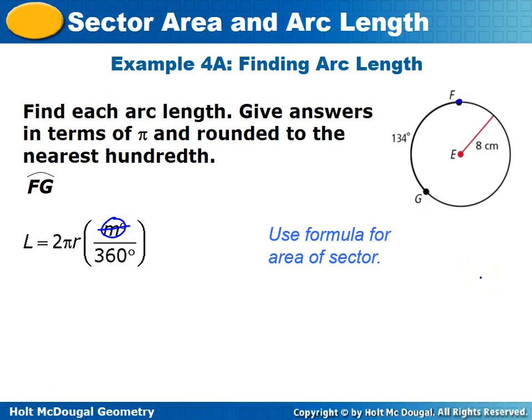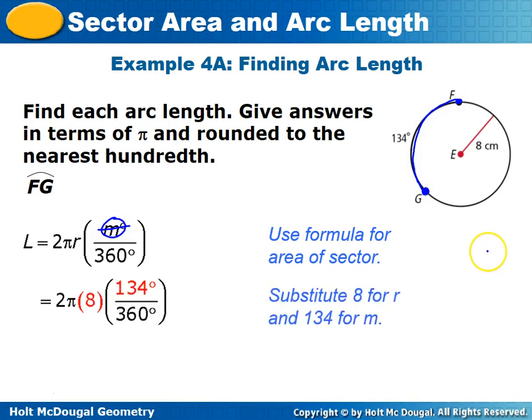And again, we're trying to find from here down to here, that actual length, when the radius is 8 centimeters and the arc is 134 degrees. So we're going to multiply 2 times 8 times 134, and divide that by 360. Remember, always leave your pi for last, because here they want us to give an answer with pi and an answer when we multiply by pi.